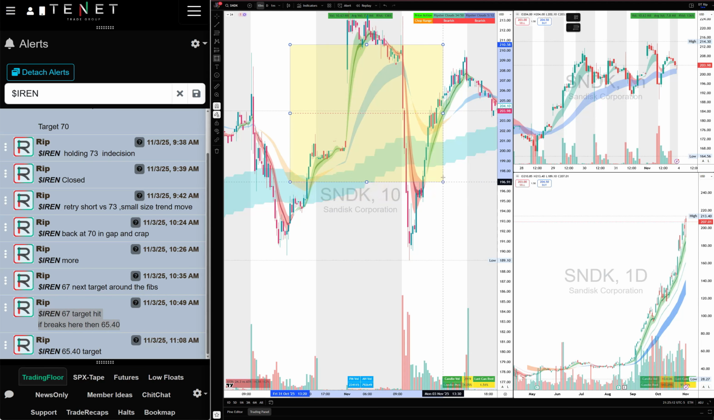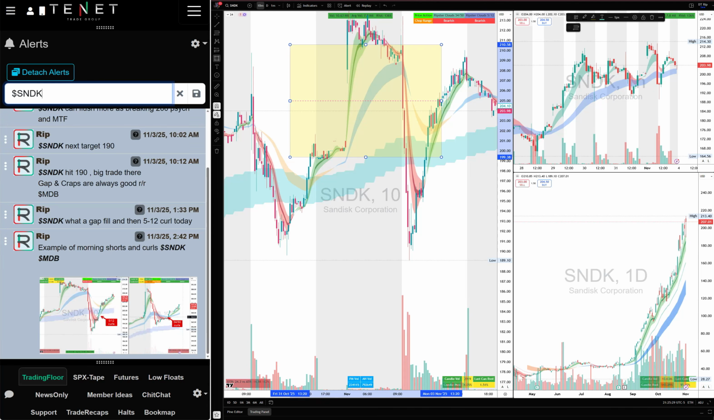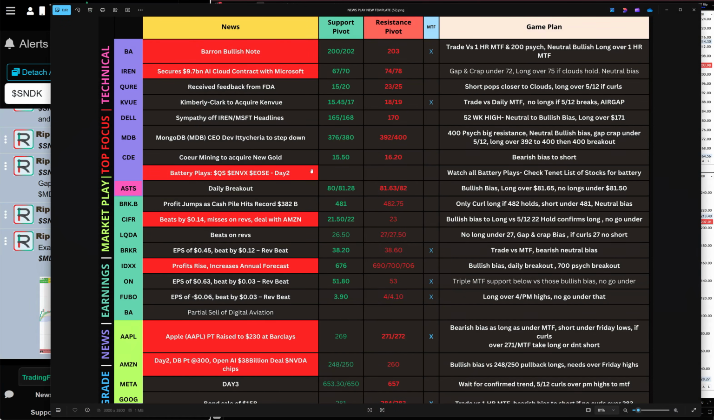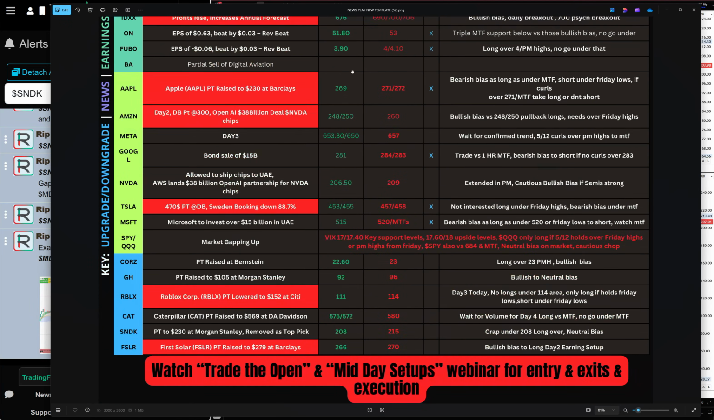So let's take a look here at how the gap was working in the case of SNDK. This is the company that makes the hard drives at a high level, and does a bunch of other stuff too, also benefiting from artificial intelligence. So SNDK was also on our game plan today. Let's take a look at SNDK. Morgan Stanley increased the profit target to 230, but it did remove it as its top pick. It's no longer a top pick.